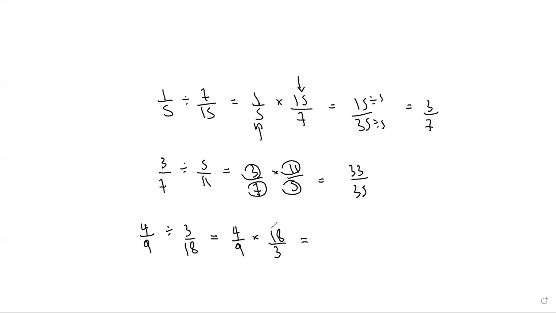So 4 times 18 is 72. 9 times 3 is 27. In this case, I'm just trying to see if we can reduce this. It looks like there's a 9. So there's a 3 on the bottom. Yeah, so you could take a 3 out at least. Is that all you could take out? Just a 3? You can take out a 9.